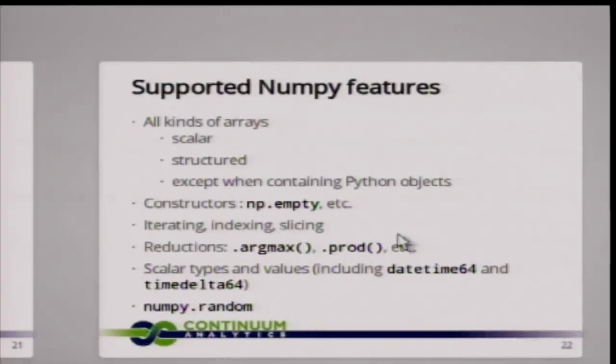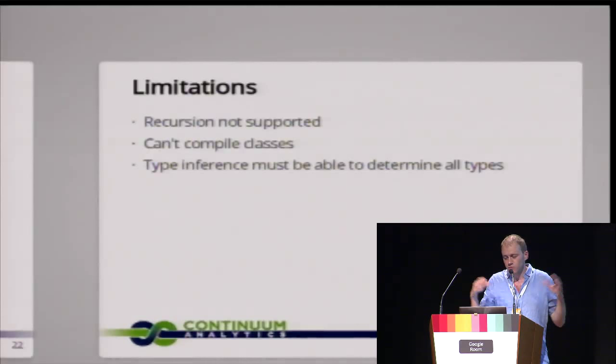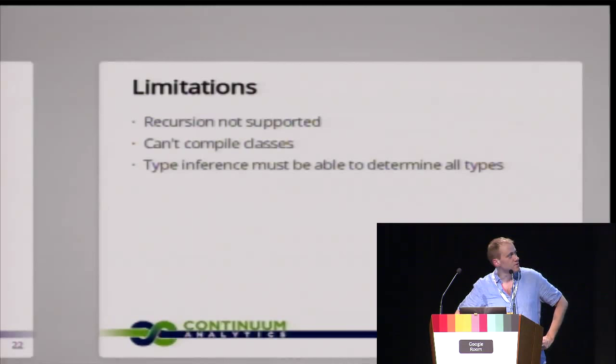So the limitations, apart from what we don't support in terms of syntax, in terms of types, we don't support recursion. That's because we're compiling one function at a time and we'll have to change that. We can't compile classes. Again, that's because we compile one function at a time, so we don't have a way of specifying a structure and several methods operating on a user-defined type.